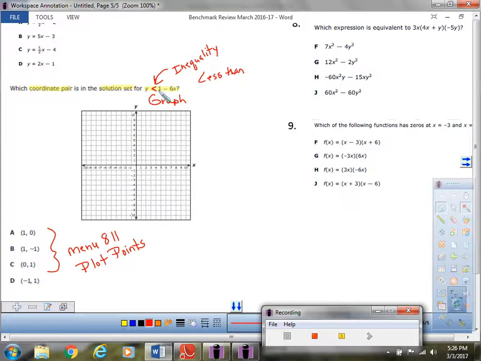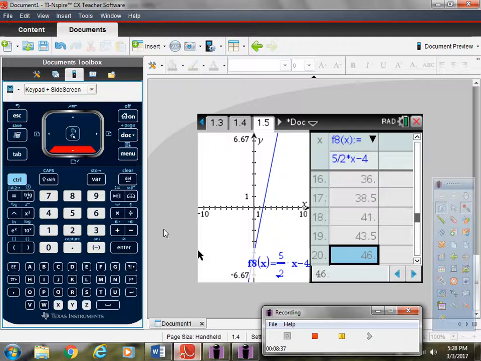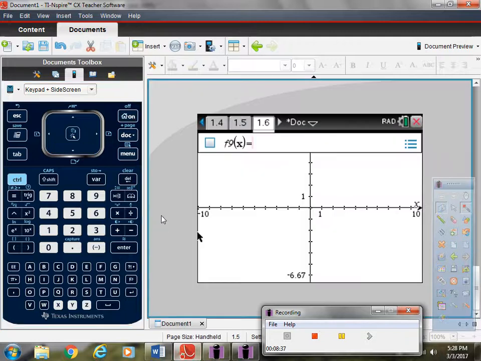This is a less than symbol, so it's going to make a dotted line, and so these points must be only in the shaded area, not on the line. If it's dotted, you cannot have a point on the line. Solid, yes. Alright, so I do know the answer to this one as well. The answer is D. But I do want to show those of you who didn't know what to do on that one. Let me just go through it.